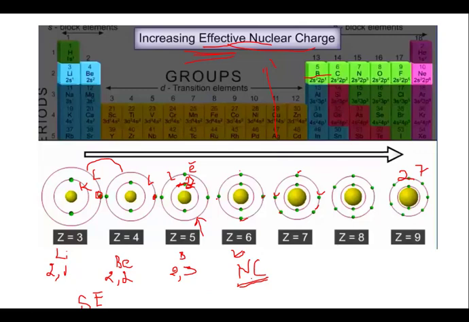So nuclear charge minus screening effect is called effective nuclear charge. Nuclear charge minus screening effect will give you effective nuclear charge. Now due to increase in effective nuclear charge, what will happen to the radii? Radii goes on decreasing. So that's why along the period, atomic radii or size goes on decreasing.